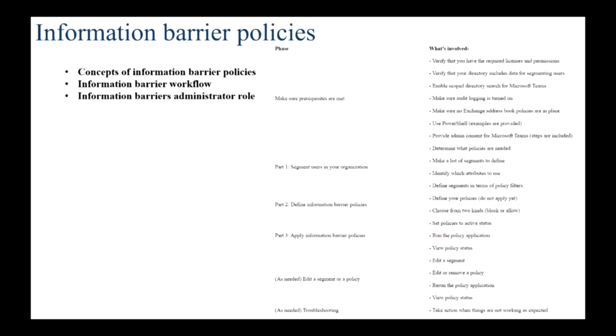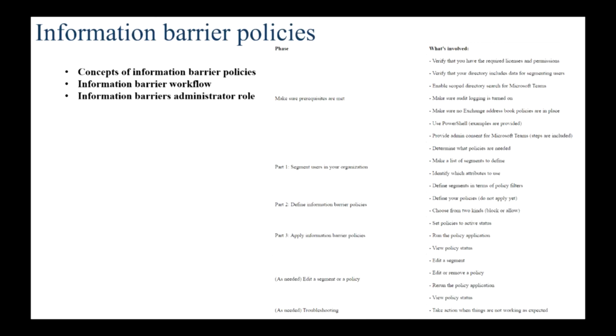Now, information barrier policies. With information barriers, you can define policies that are designed to prevent certain segments of users from communicating with each other or allow specific segments to communicate only with certain other segments. Basically, in this section, you plan, define, implement, and manage information barrier policies. Several steps are involved, and the workflow is divided, of course, into several parts.